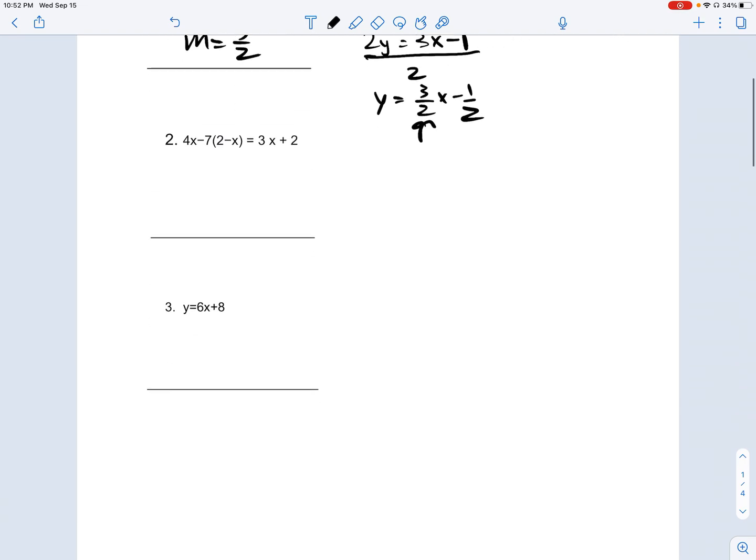Moving on. Now in this equation, it's already in the slope-intercept form. y is equal to 6x plus 8. So that means that our slope would be 6. So m is equal to 6.